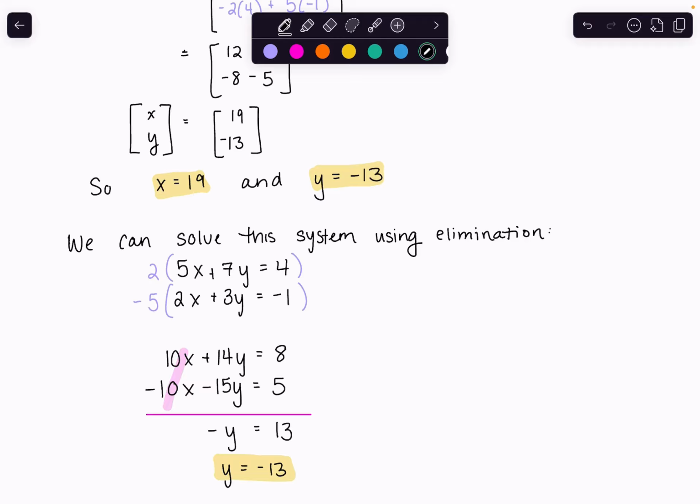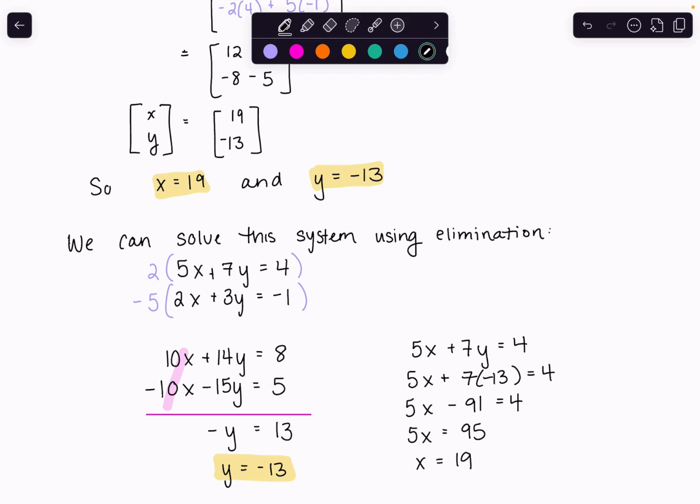And then I need to solve for x, so I'll just use that first equation. 5x plus 7y needs to equal 4. So 5x plus 7 times negative 13 needs to equal 4. Well, 7 times negative 13 is minus 91. So adding the 91 over gives us 5x equals 95. And then dividing through by 5 gives us x equals 19. So exactly the same answer, just done in a different way.